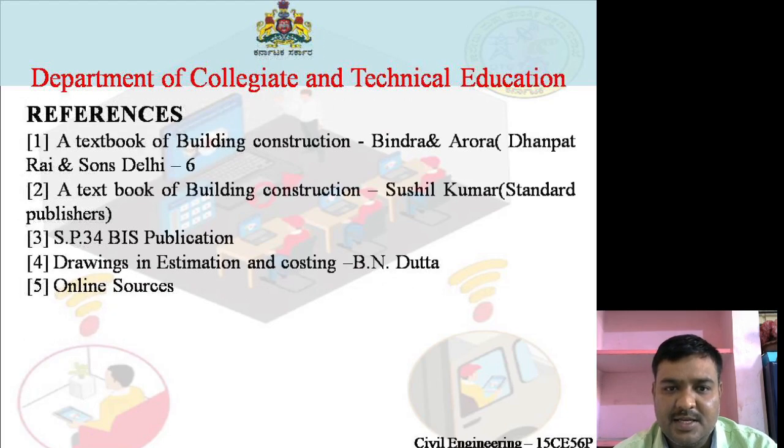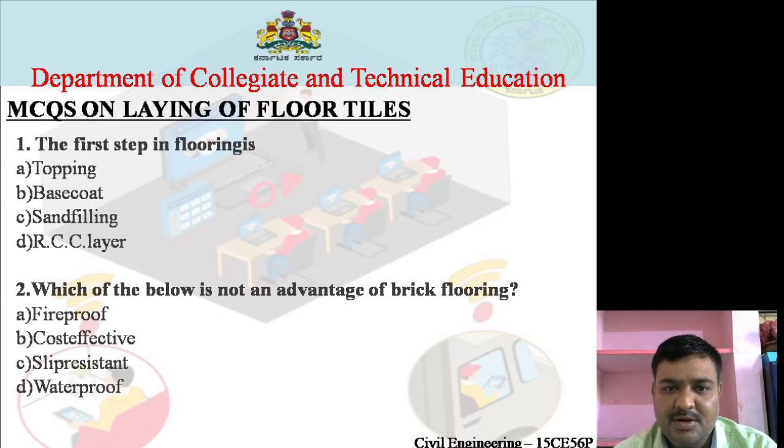Then we start with some MCQs on floor tiles. The first step in flooring is topping, base coat, sand filling, or RCC layer. The right answer is base coat, B. B is the right answer. So the second one, which of the following is not an advantage of brick flooring? Fireproof, cost effective, slip resistant, waterproof. So the answer is D, waterproof. The one that is not an advantage of brick flooring is waterproof.